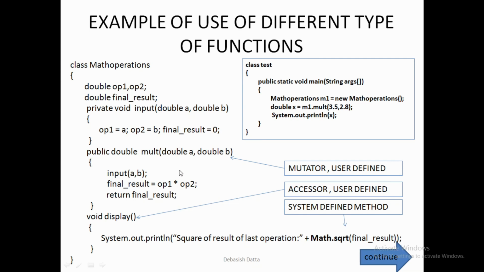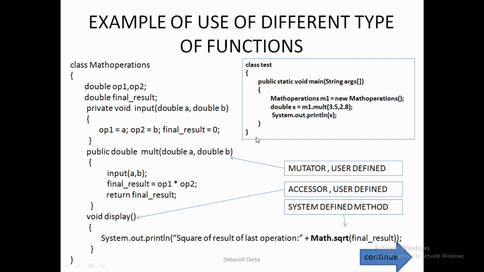So I have created an object M1 inside another class. You can see here I have defined the main function also, which is the starting point of program execution, as I have told you. Inside the main I have created an object M1 of the class MathOperations. So M1 is an object of this class. Now I have called the mult function, which happens to be a public method.